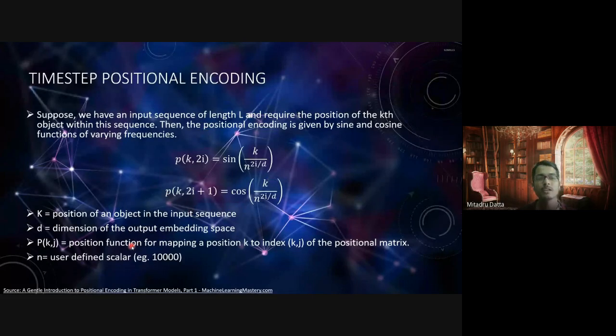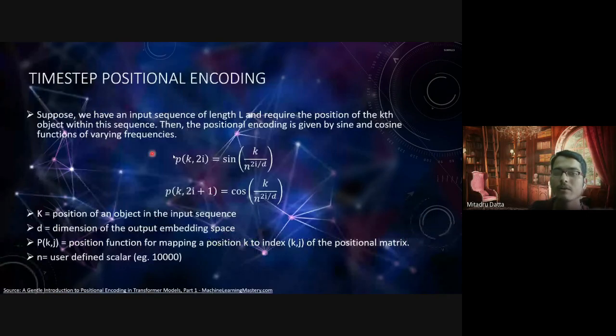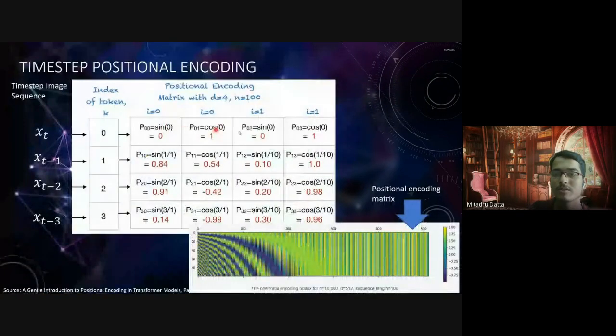So p(k, j) is the position function for mapping a position k to the index (k, j) of the positional matrix, and n is usually a user-defined scalar. For example, 10,000. The 10,000 value was actually taken in the research paper of this, so that's why I've written it. As I was telling, we have the formula now in front of us. So P00, P01, all the values we can just calculate, index of our token, timestamp image sequence.